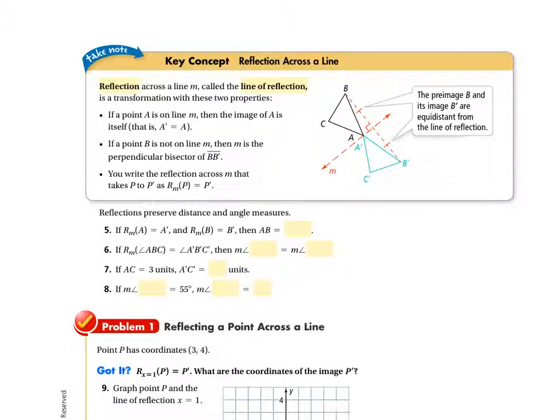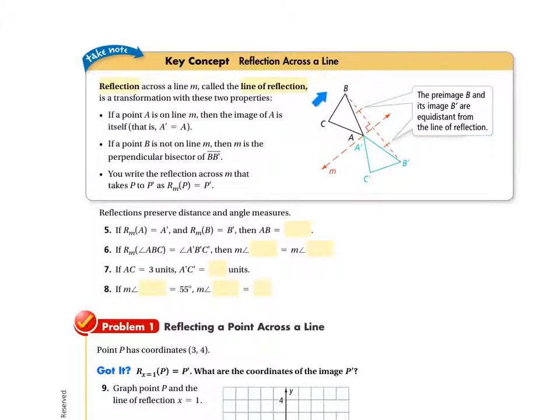And it looks like they've given you 3 properties though, doesn't it? If point A is on line M, so if it's physically on the line, and look at this picture right here, isn't point A on the line of reflection? So if point A is on the line M, then the image of A is itself. In other words, its reflected point is in the same position. A is on the line, so A prime is also on the line. They are one and the same point, and that's all that that's trying to tell you.